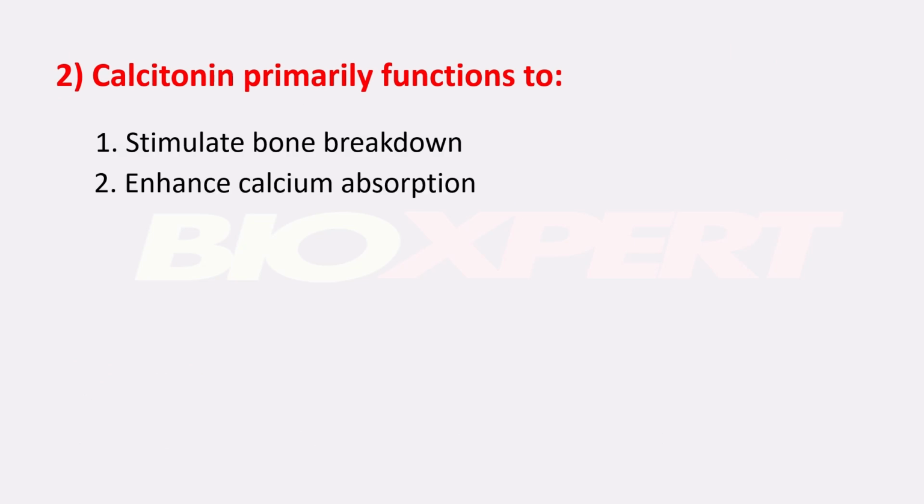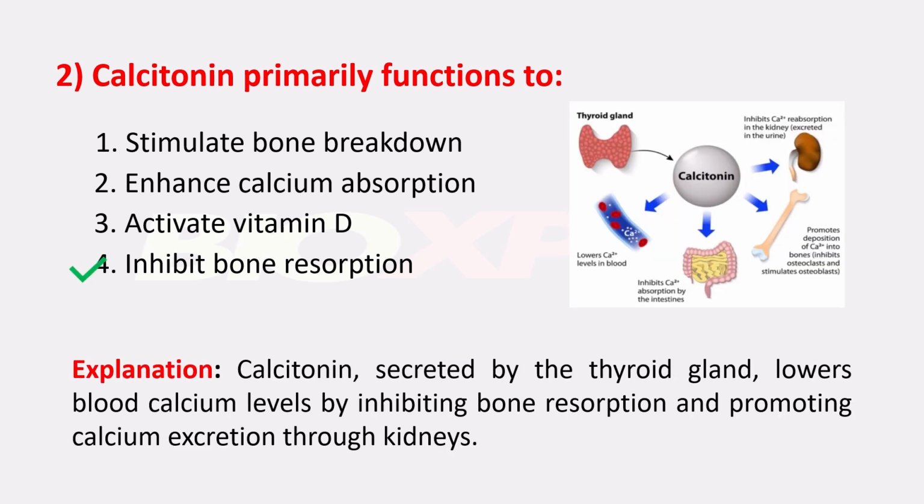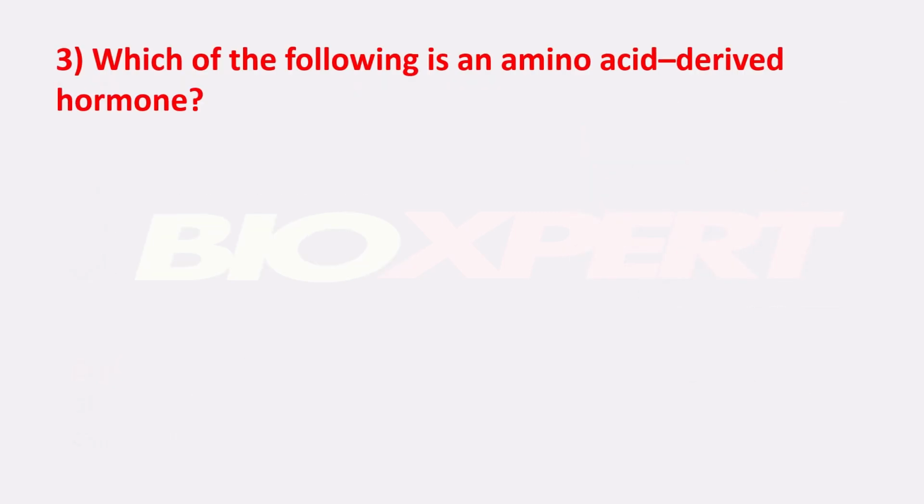Calcitonin primarily functions to inhibit bone resorption. Calcitonin, secreted by the thyroid gland, lowers blood calcium levels by inhibiting bone resorption and promoting calcium excretion through kidneys. Which of the following is an amino acid-derived hormone?